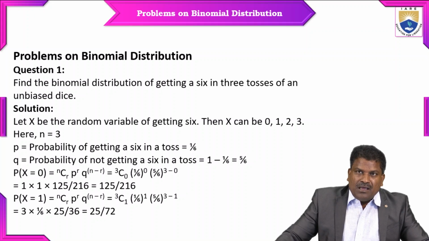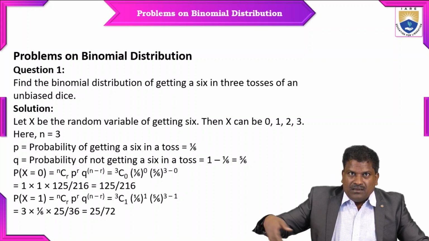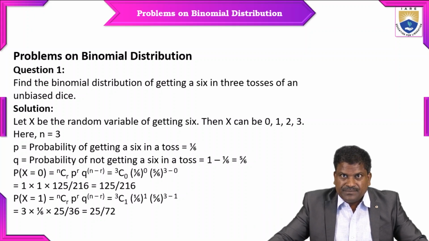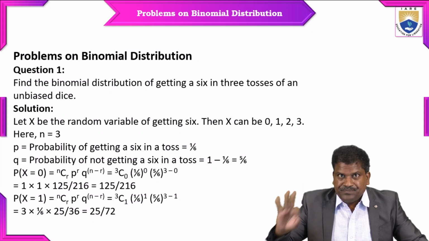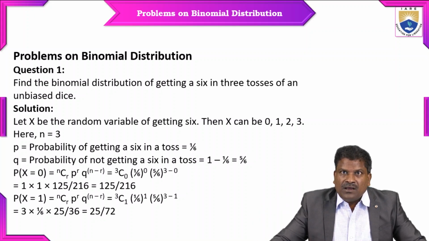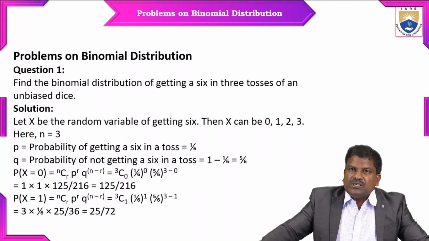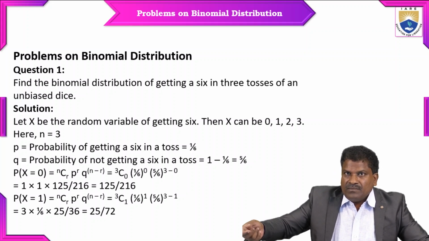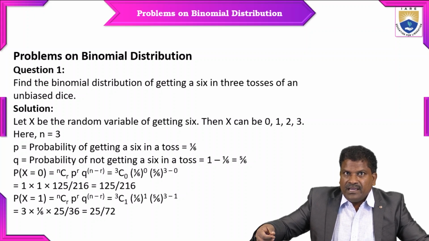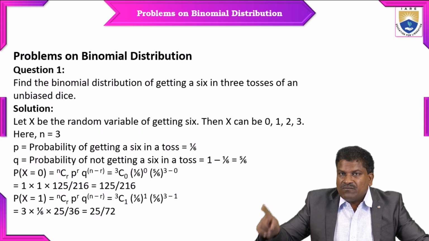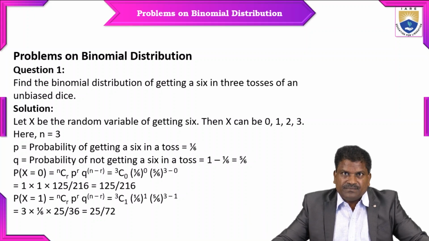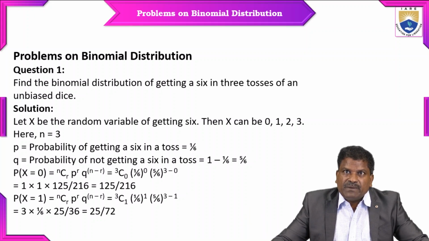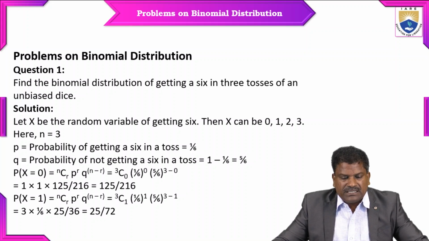The unbiased dice is tossed 3 times, so n is equal to 3. It is clear. Now, what is the problem? Suppose in a trial of rolling a die, what is the probability of getting a 6? It comes one time only. The maximum possible outcomes are 6. So it is 1 by 6. The probability of getting a 6 is 1 by 6.